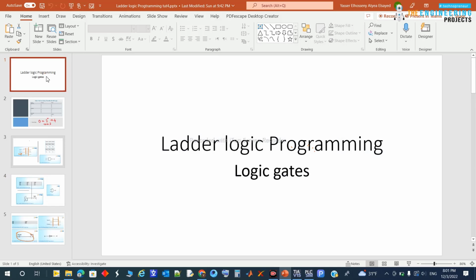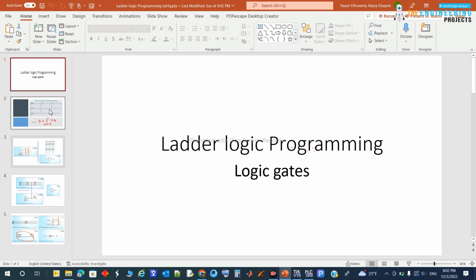In this session we're going to talk about logic gates, and I want to start by saying logic gates are the core of logic programming. As some of you know, there are basically three logic gates, which are AND, OR, and NOT. The advanced logic gates are just combinations of these basic logic gates.